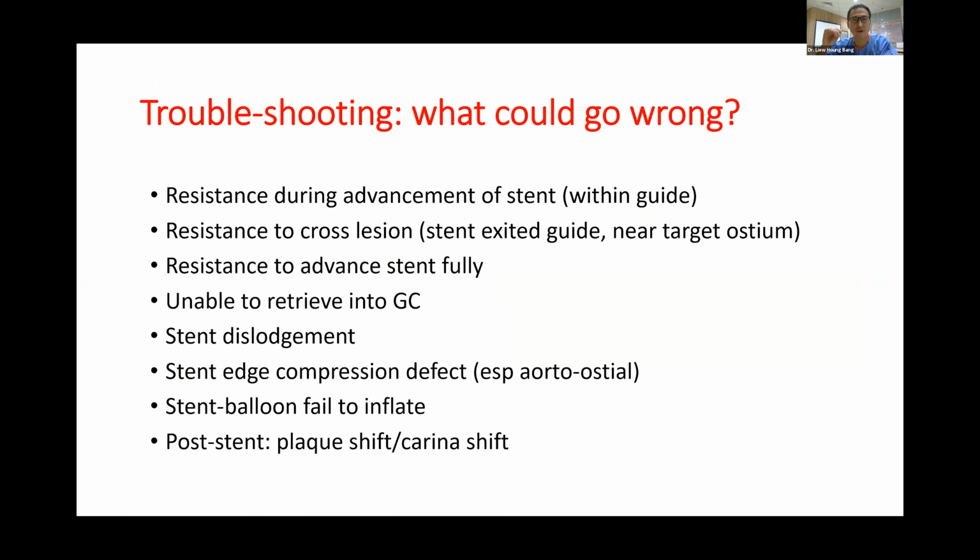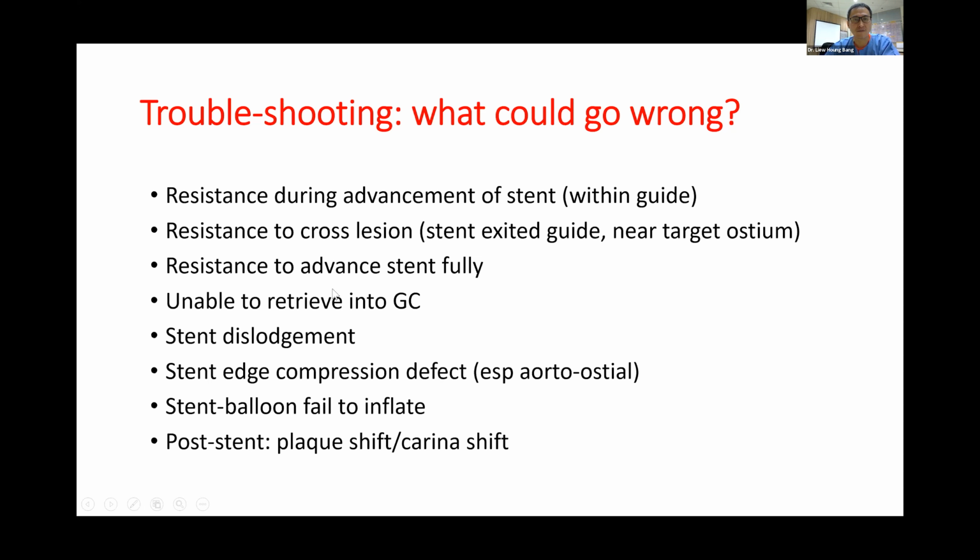Troubleshooting. What can go wrong? Resistance during advancement of the stent within the guide. That's usually because the wires, even though we try as best to keep them parallel, tend to twist, especially going around a bend. As I mentioned, the aorta, the arch. Resistance to cross the lesion. This is where the stent has come out of the guide, but just wouldn't reach the lesion. That can be many reasons, and I'll walk through some of these later.